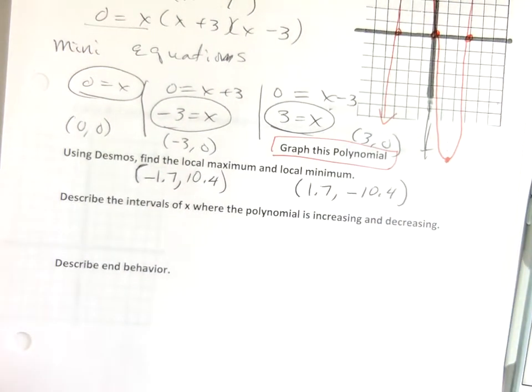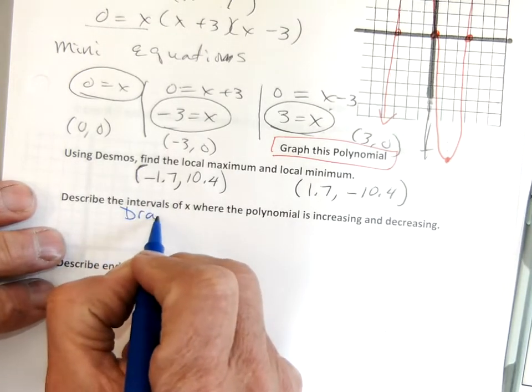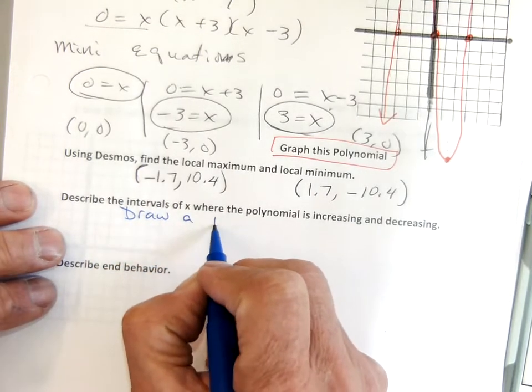Now, describe the intervals of x where the polynomials increase and decrease. So here's what I want you to do. Please do this. Kids mess this up, but you're not going to. Draw a number line.